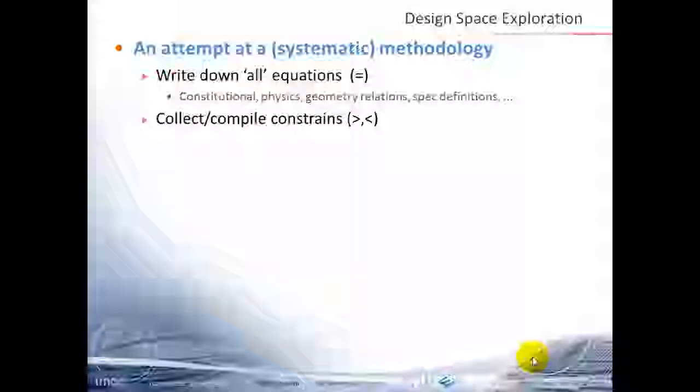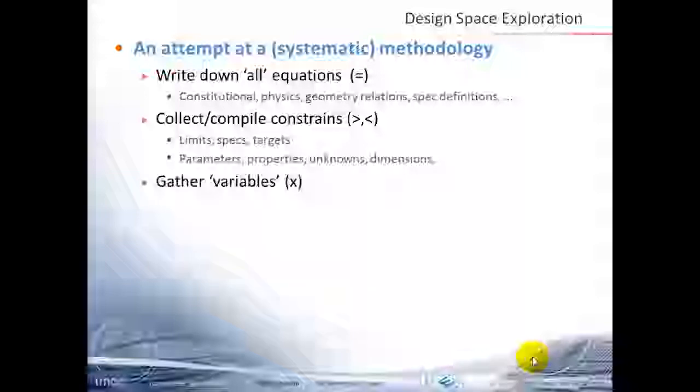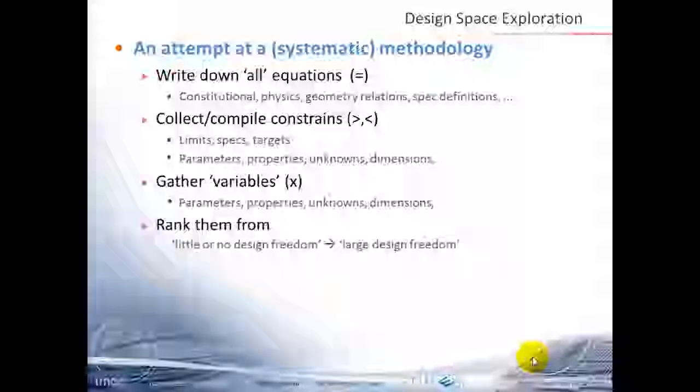Then there are constraints: limits, specs, targets, parameters, and properties. It's interesting to write down the variables, parameters, and properties, and rank them from little degree of freedom to large degree of freedom. Those that have little degree of freedom are typically physical constants. You cannot change permittivity over there.